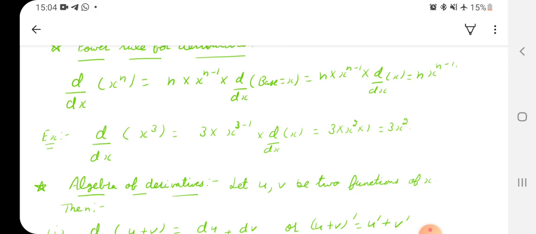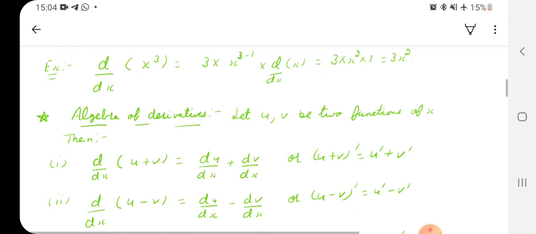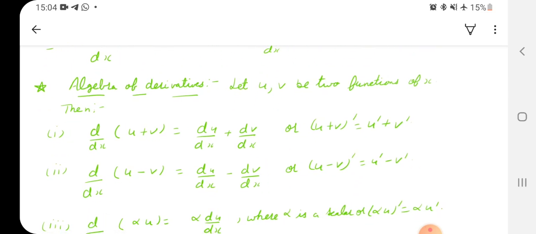Now we are going to discuss the algebra of derivatives. Let u and v be two functions of x. Then how will the derivative of the addition of two functions happen, the derivative of the subtraction of two functions, the derivative of the multiplication of two functions, and the derivative of the division of two functions? How will this happen? This all comes under the algebra of derivatives.